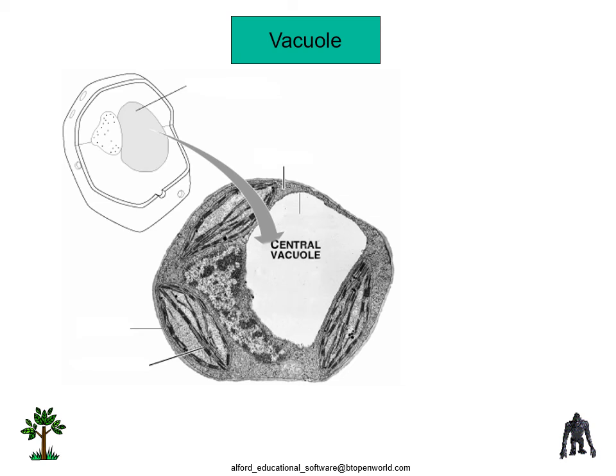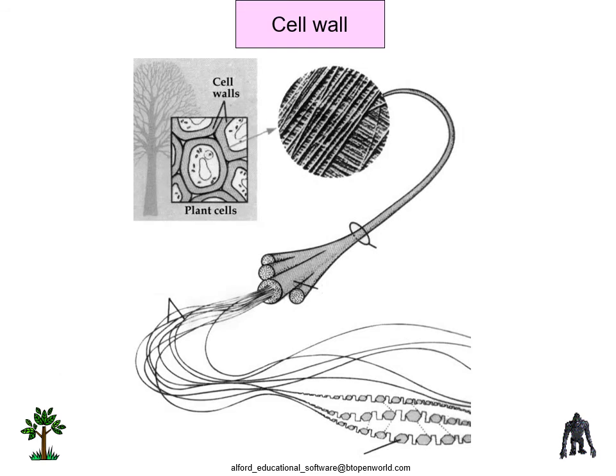So they just help us really to identify plant cells because they're large and central and kind of point in that direction that you're looking at a plant cell. That, and of course, your cell wall, which is, we know, made from cellulose. So this is the plant cell wall.